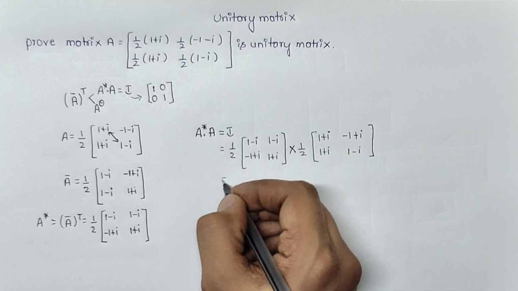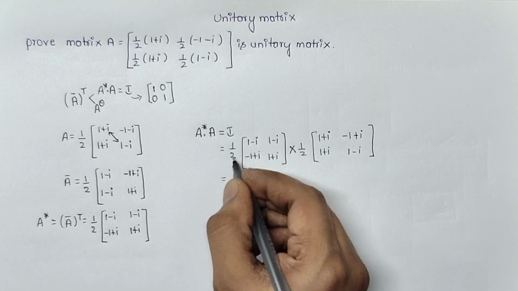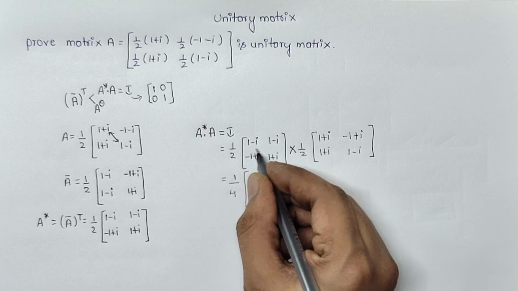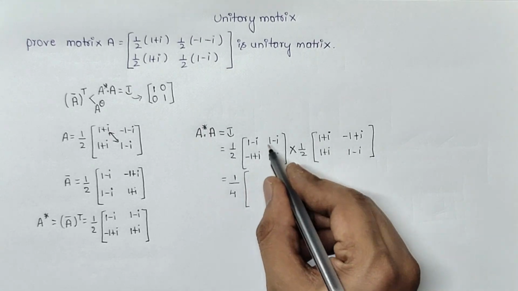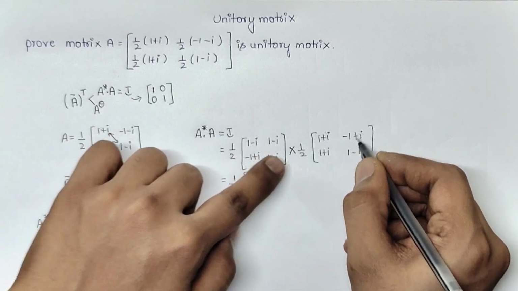So now let's multiply first the common elements. So 1 into 1 will be 1, divided by 2 into 2 will be 4. Now if we want to multiply the matrices, we will multiply row by column, like this.